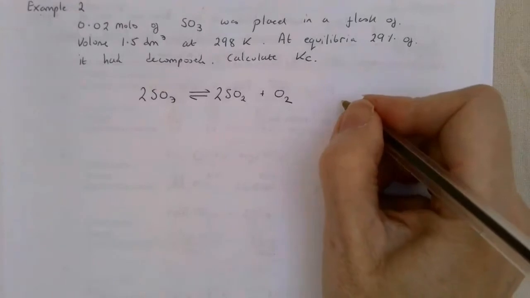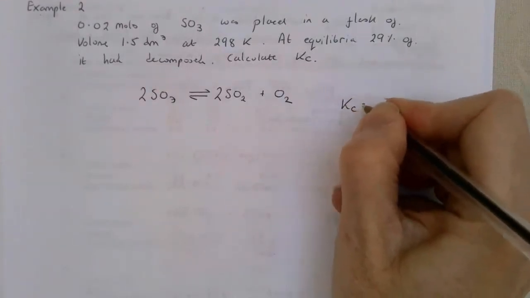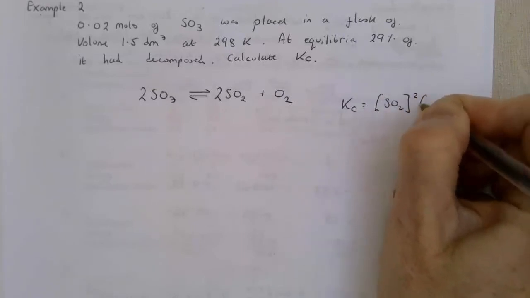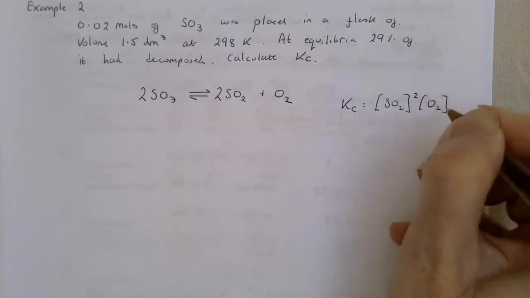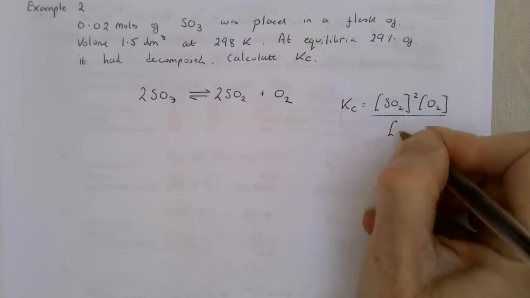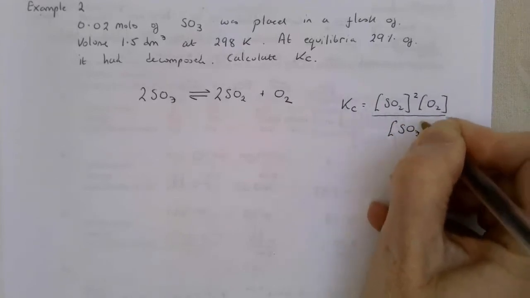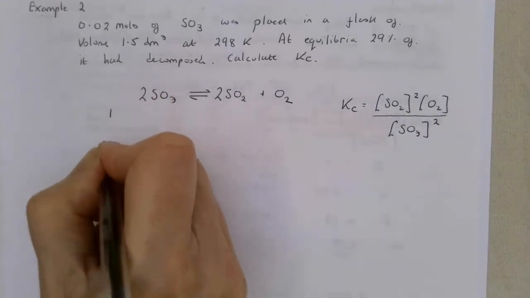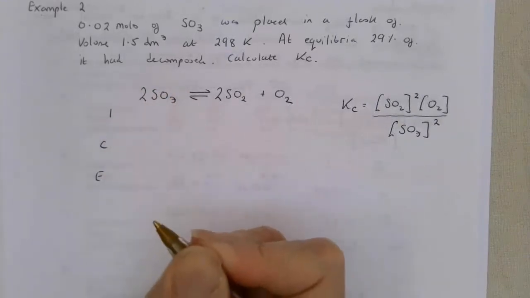Again, I can write out my Kc expression. So Kc is the concentration of SO2 squared times the concentration of oxygen divided by the concentration of SO3 again squared. I can construct my ICE table, I, C, and E.